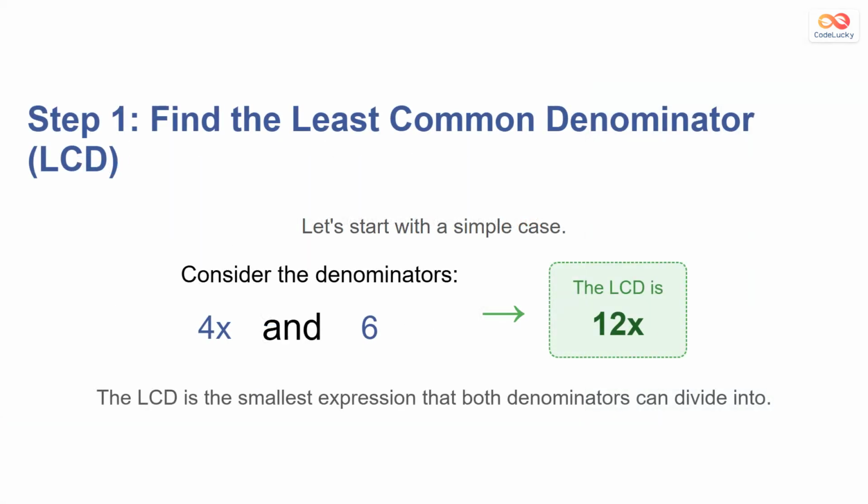Let's begin with the first and most crucial step, finding the least common denominator, or LCD. In a simple case, imagine your denominators are 4x and 6. We need to find the smallest expression that both of these can divide into evenly. For 4x and 6, the least common denominator is 12x.